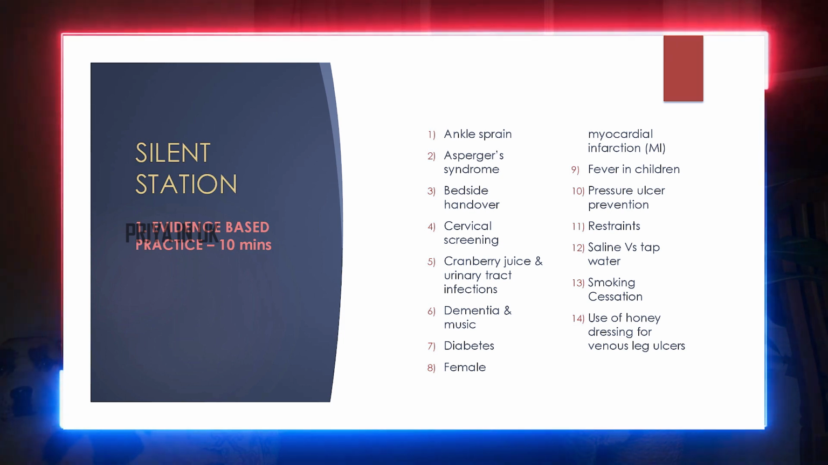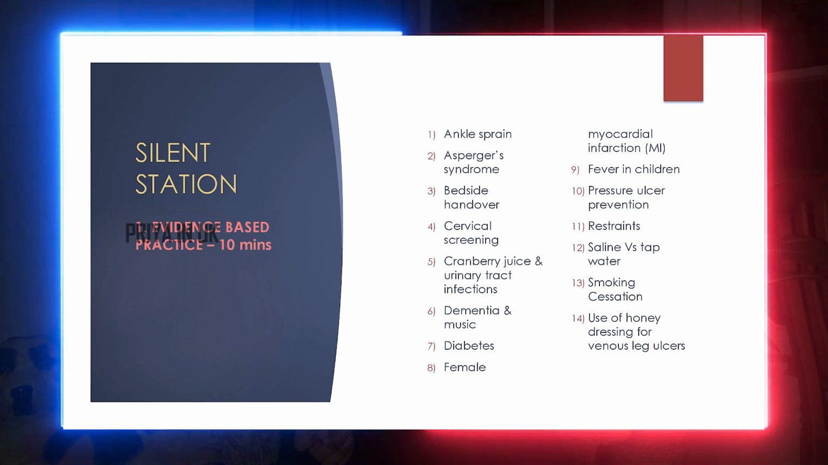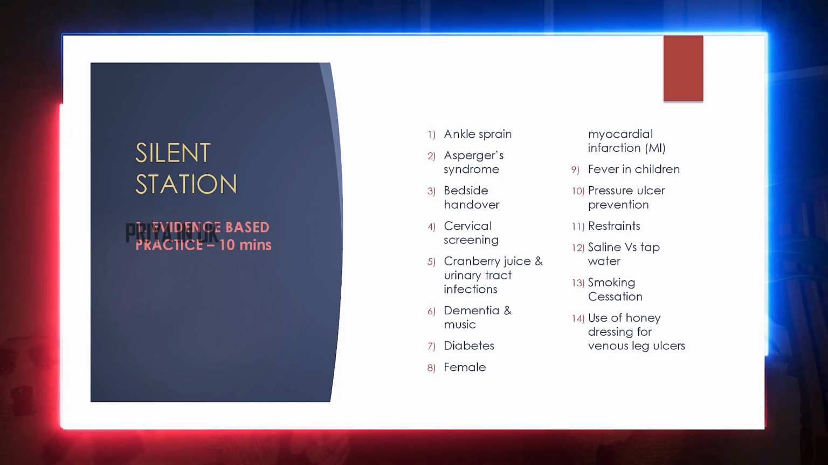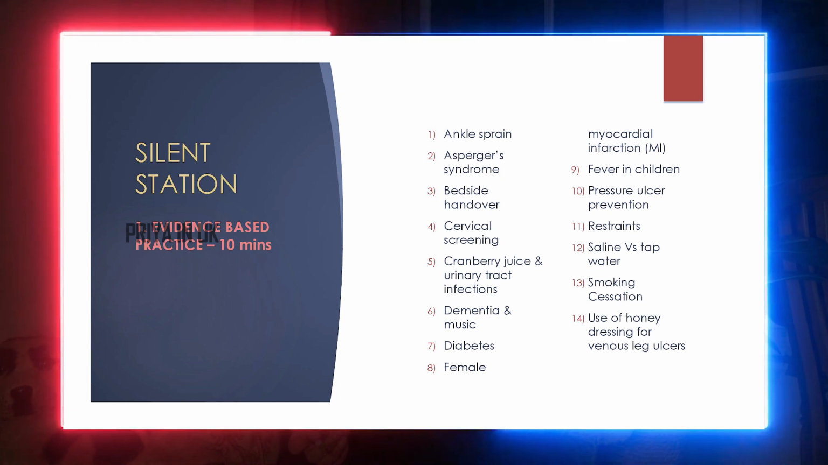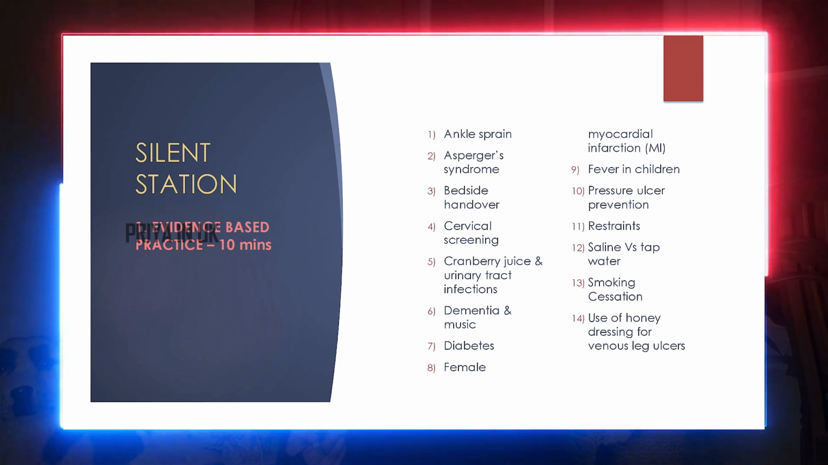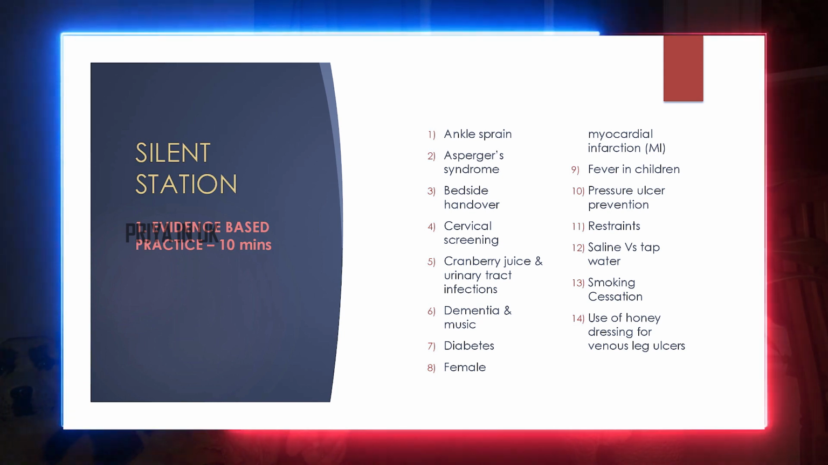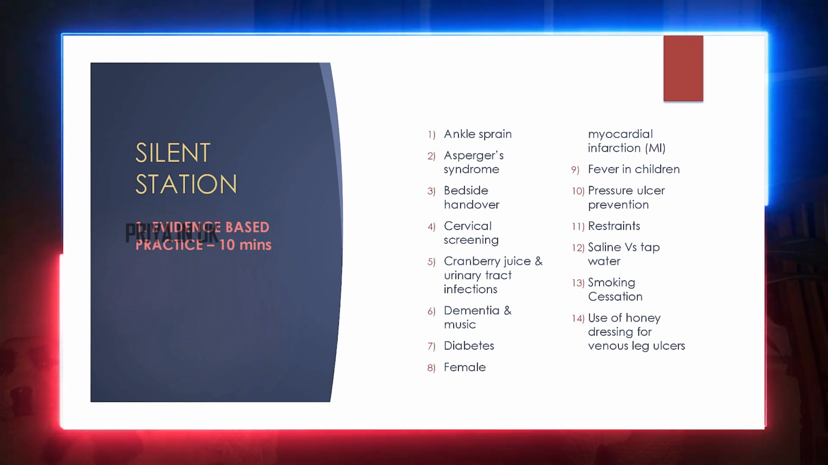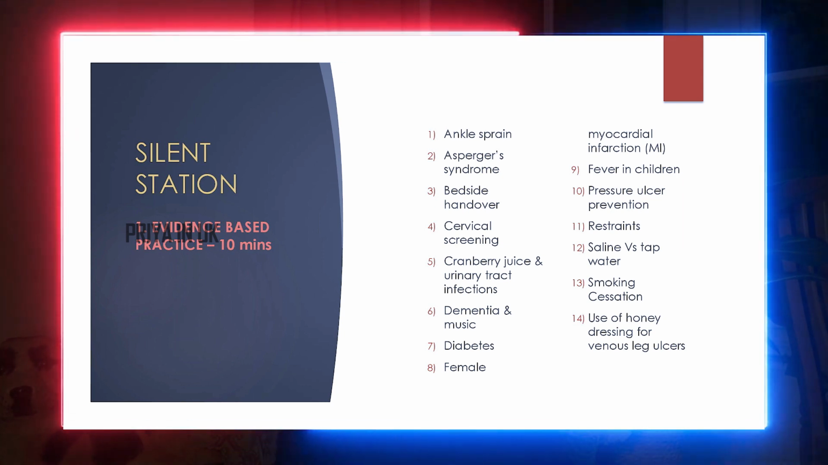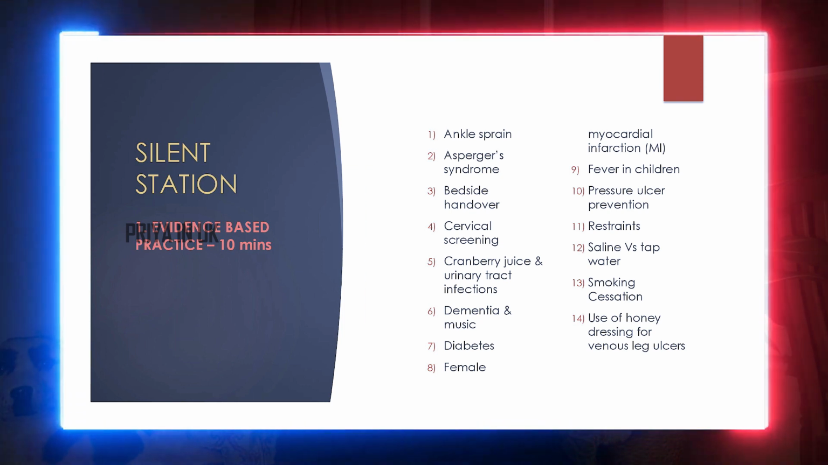So I can tell you those 14, which are ankle sprain, Asperger's syndrome, bedside handover, cervical screening, cranberry juice and urinary tract infection, dementia and music, diabetes, female myocardial infarction, fever in children, pressure ulcer prevention, restraints, saline versus tap water, smoking cessation, and use of honey dressing for venous leg ulcers. So, out of these 14, you will get one evidence based practice in your examination.